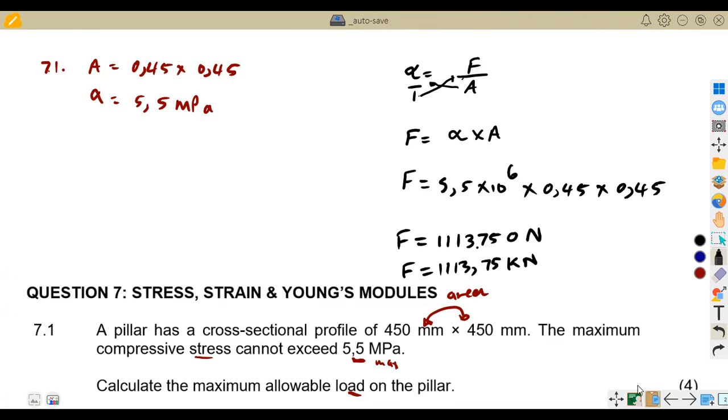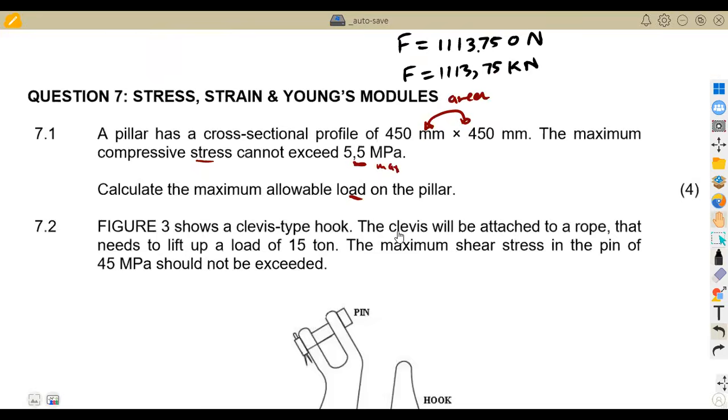All right, but force just sounds good if you write it in kilonewton. So that was it, 4 marks for that, just like that.